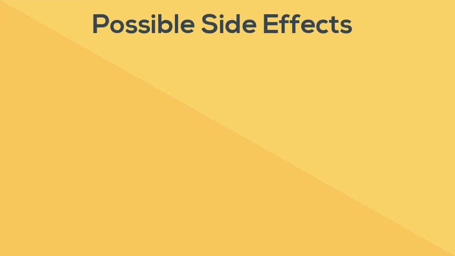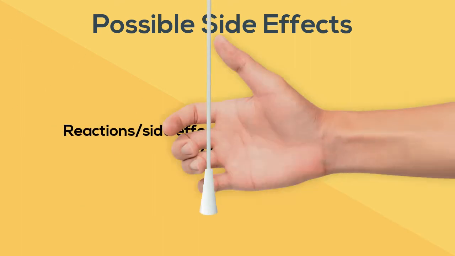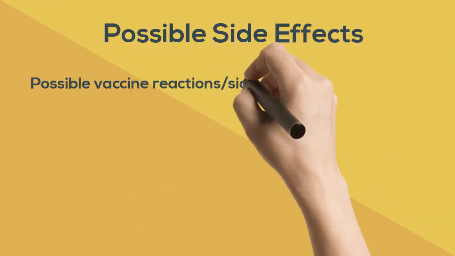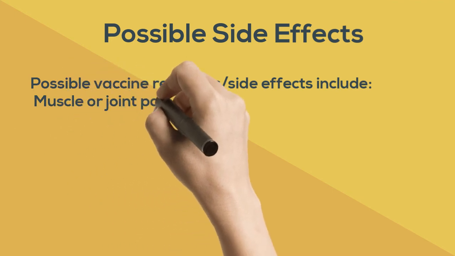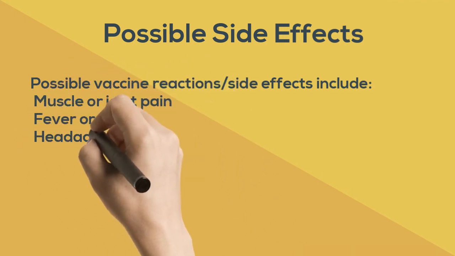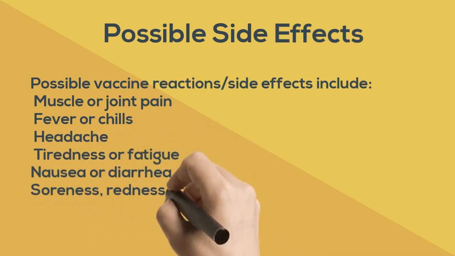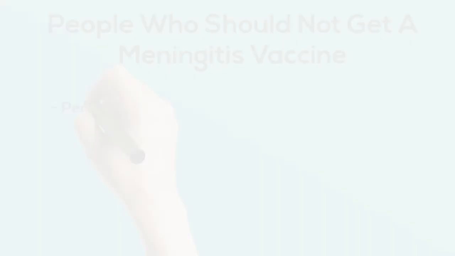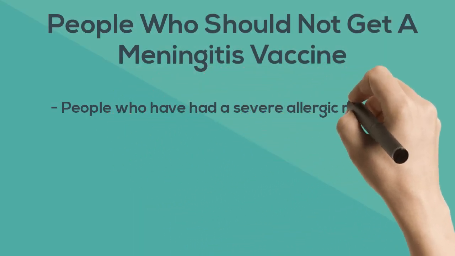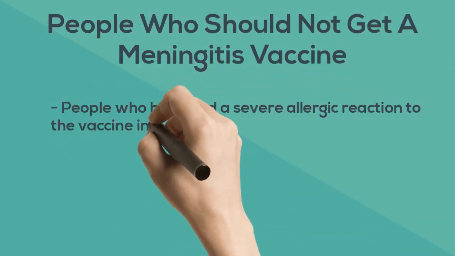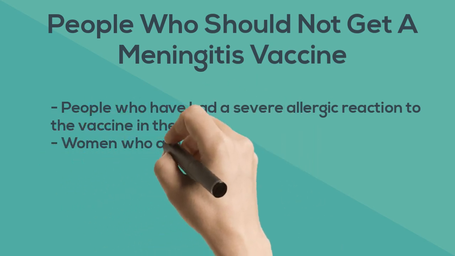So some side effects could be caused with the vaccine, but they should resolve within 7 days. These reactions or side effects include muscle or joint pain, headache, nausea, diarrhea, fever or chills, tiredness or fatigue, soreness, redness, or swelling at the injection site. People that should not get these vaccines are people who have had severe allergic reaction to the vaccine in the past and women who are pregnant or breastfeeding.